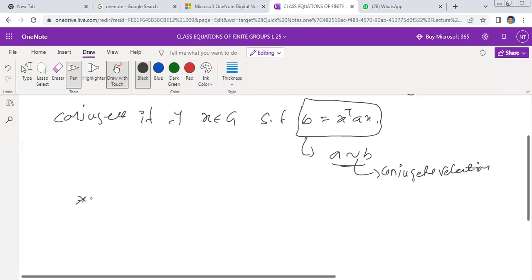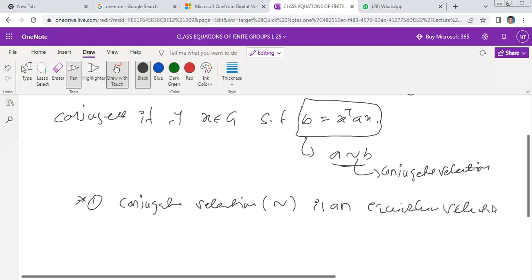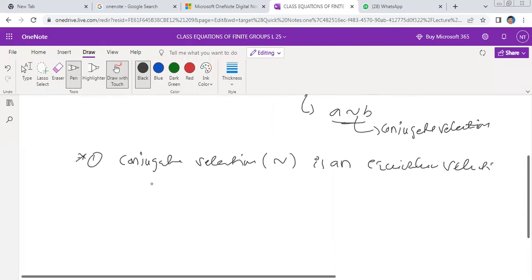This conjugate relation, this symbol, is an equivalence relation. What is meant by equivalence relation? It means it satisfies reflexive, symmetric, and transitive properties. Reflexive property: A is conjugate to A, both are the same.